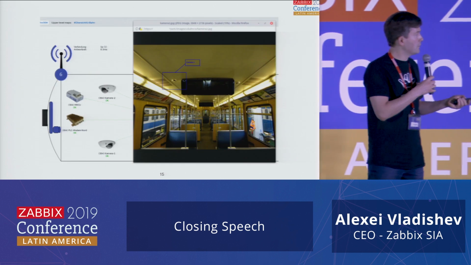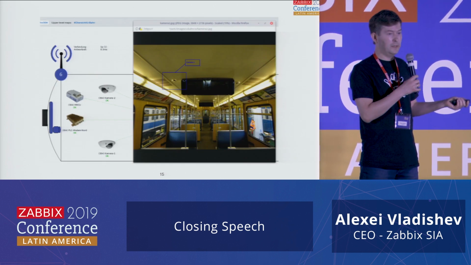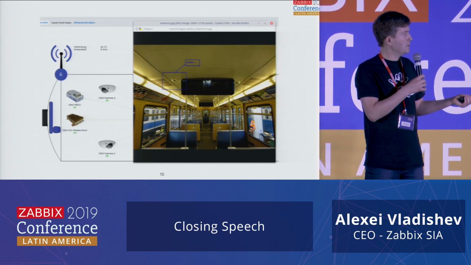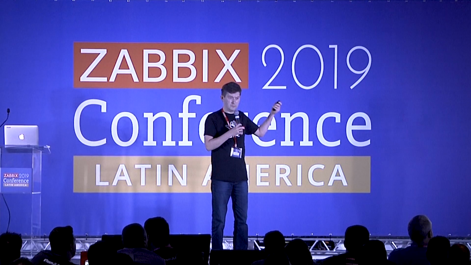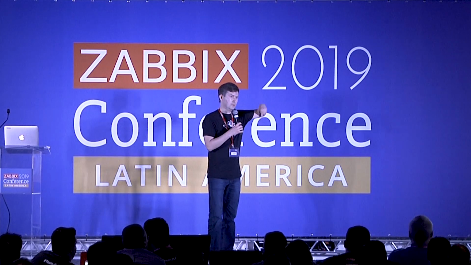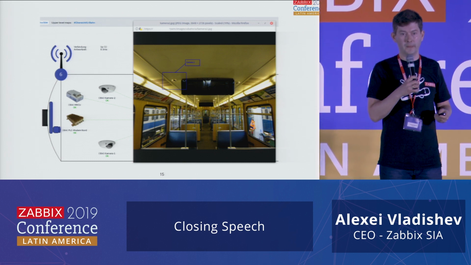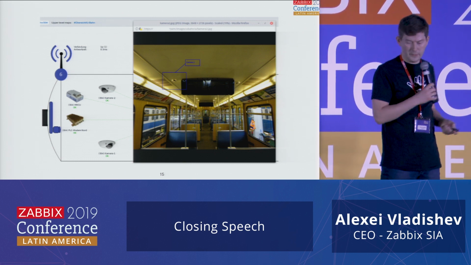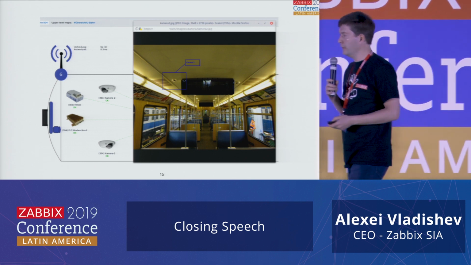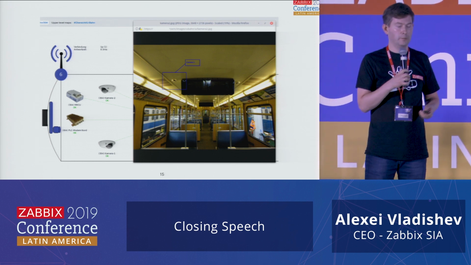And if you want to see how it looks from inside, again, you click, and you just get some image from the cameras which are located inside. So that is, I think, a really good example of how Zabbix can be used.